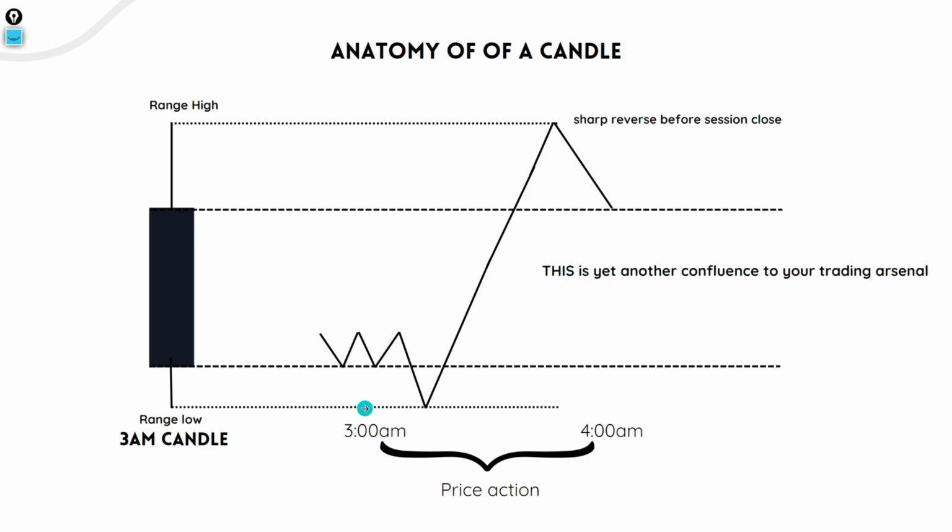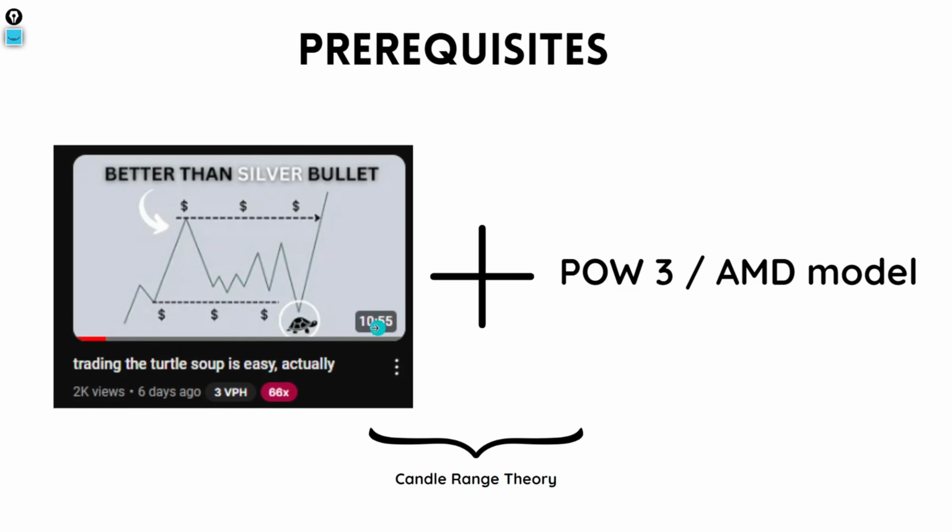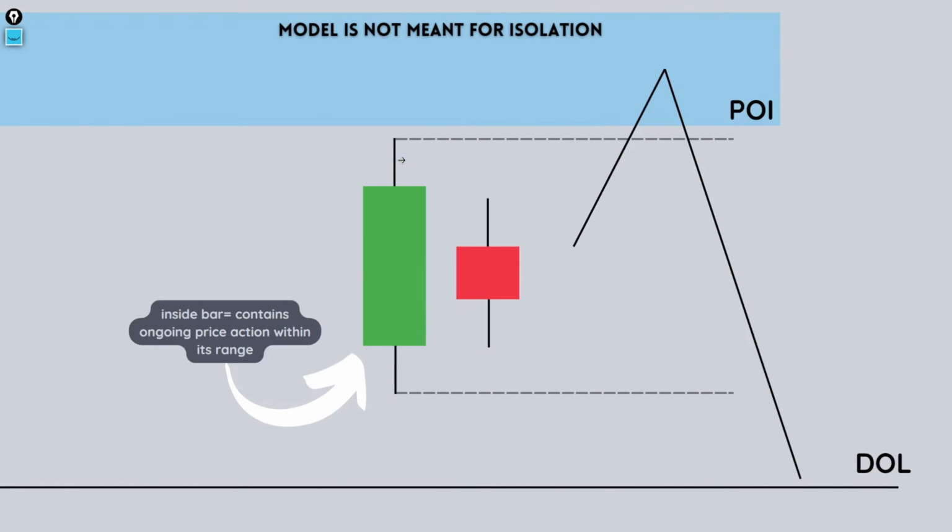From this candle, you also understand that within this given time frame period, it would be from 3 a.m. to 4 a.m. That would contain the entire price action within that time period within this one candle. It's always good to remember that even though the candle range theory can be extremely powerful, it is another confluence that you are adding to your trading arsenal. As I said, guys, prerequisites for this video would be the turtle soup video that would allow you guys to understand the manipulative nature of this model, as well as the power of 3 and the AMD model. This model is not meant for isolation, okay guys?